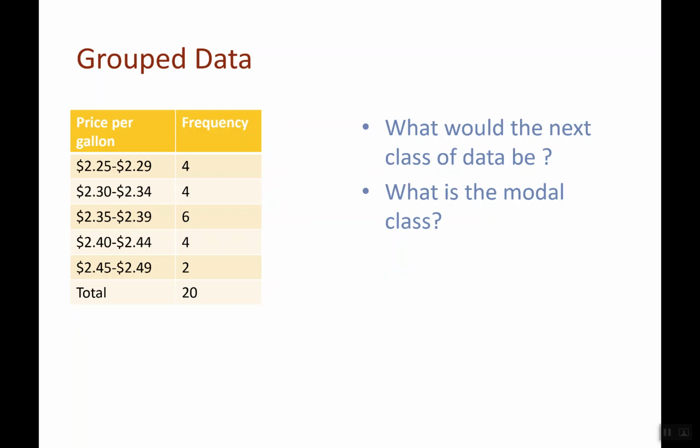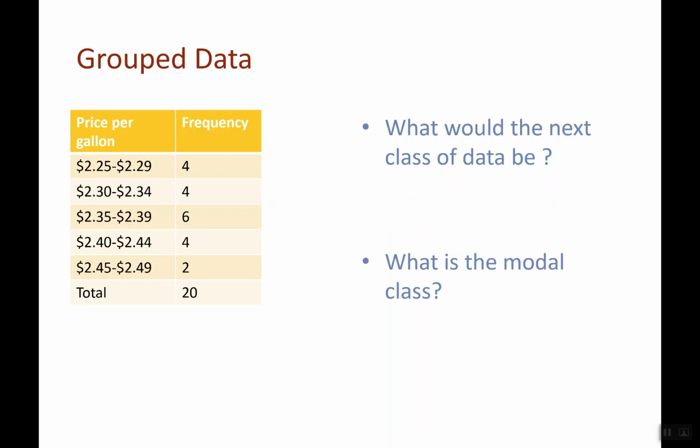All right, so looking at this group data that I've given so far, say I went to more of them and I wanted to add another group to it. So what would be the next class of data? And then I also want to know what's the modal class for this data. So take a second and look at it. Shouldn't take you too long. You can pause me if you need to, and then come back and let's go over these 2 questions.